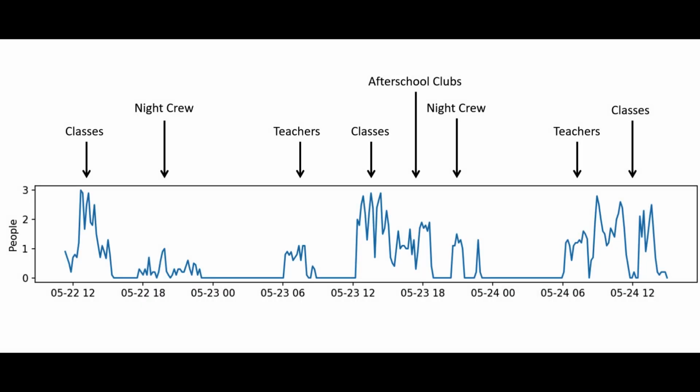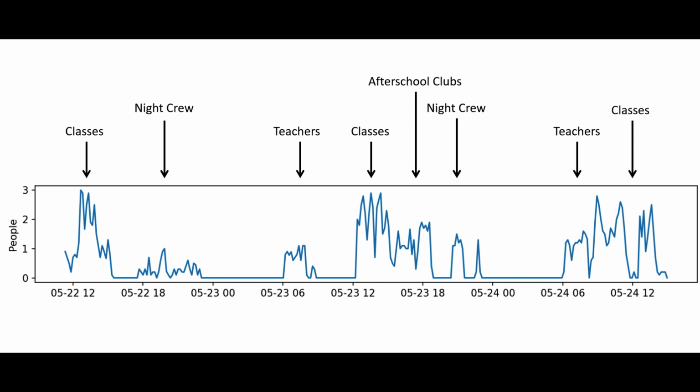This is a line chart of the data that I collected. The way I was collecting data was I was counting the number of people over 10 minutes and then sending the average number of people throughout those 10 minutes to the cloud every 10 minutes. So this graph is representing the average number of people in the room every 10 minutes for about 48 hours.